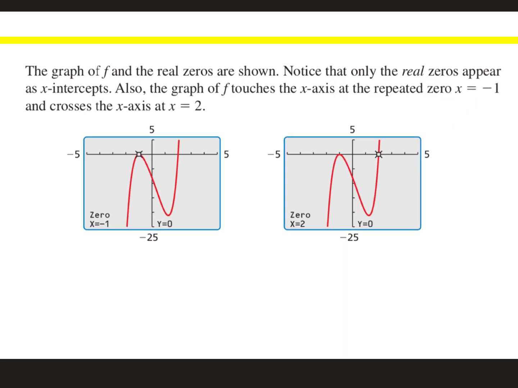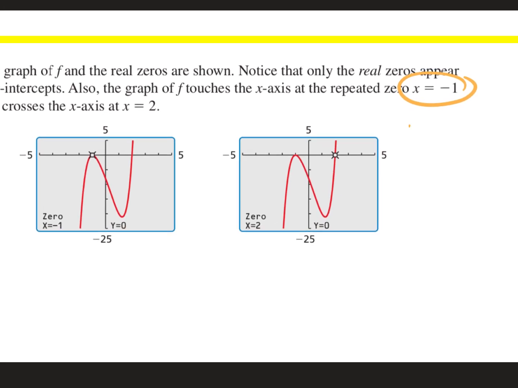This is the same graph, but this is the graph of the example from the last page. It says, notice that only the real zeros appear as x-intercepts. The imaginary numbers don't cross the x-axis. It says also the graph of f touches the x-axis at the repeated zero. So remember how we had 2 of the negative ones? So we had a multiplicity. How many negative ones did we have? So multiplicity of 2 is 2 even or odd? Even. And if it's even, do we touch and turn or go through? Touch and turn.